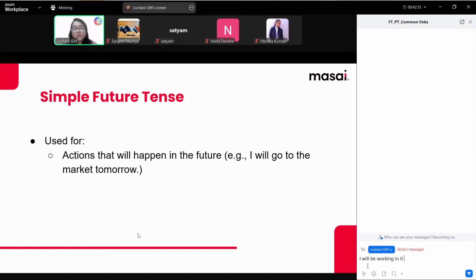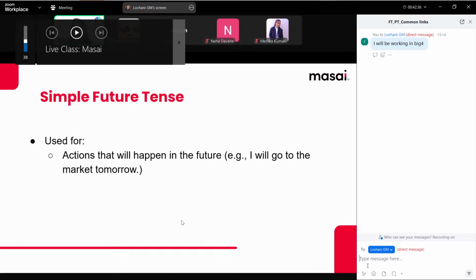I will be go to the Mumbai tomorrow. Nice try. But guys, remember, whenever you already have an action verb, you don't have to use be again. So you will simply say, I will go to Mumbai tomorrow. You need not say be go to Mumbai. And also with city names, you should not use the word the, right? You can simply say, I'll go to Mumbai tomorrow.